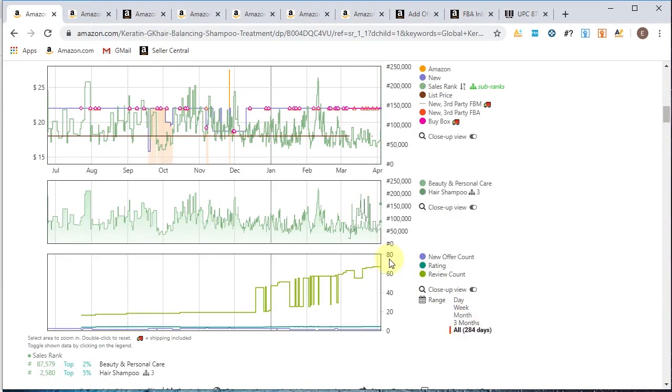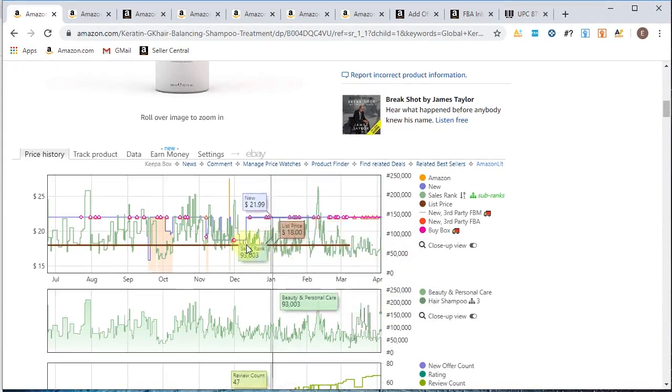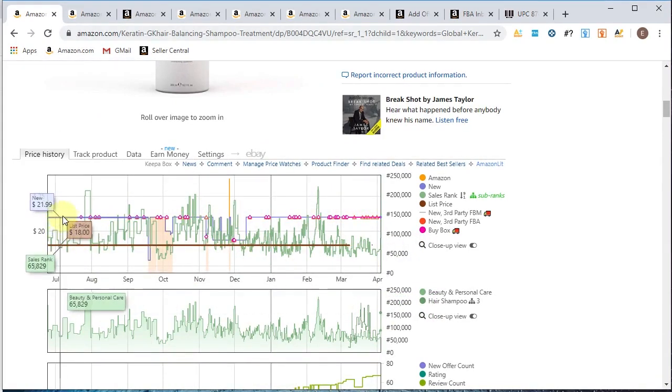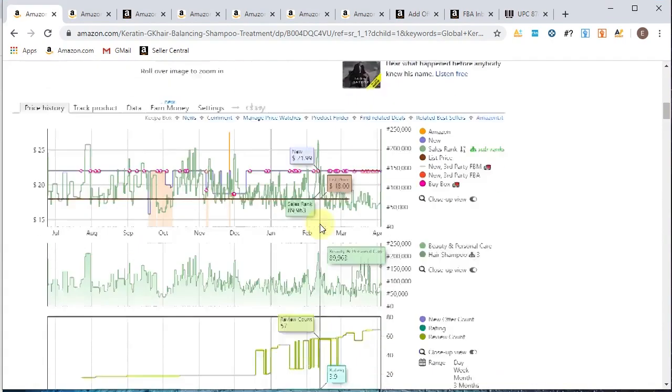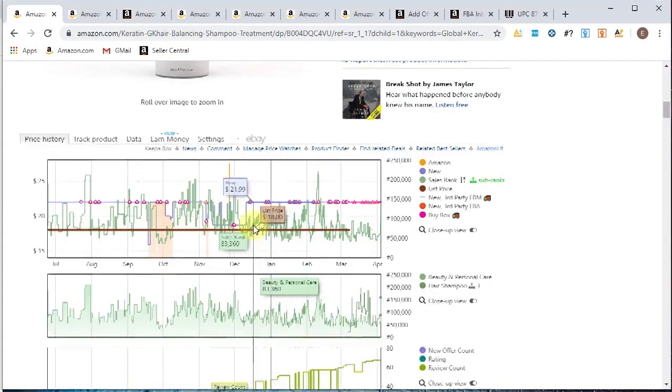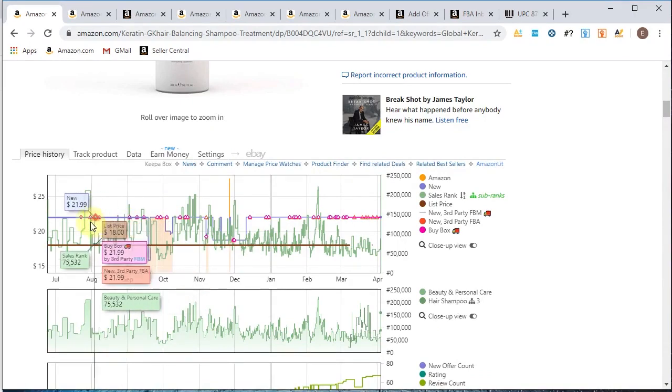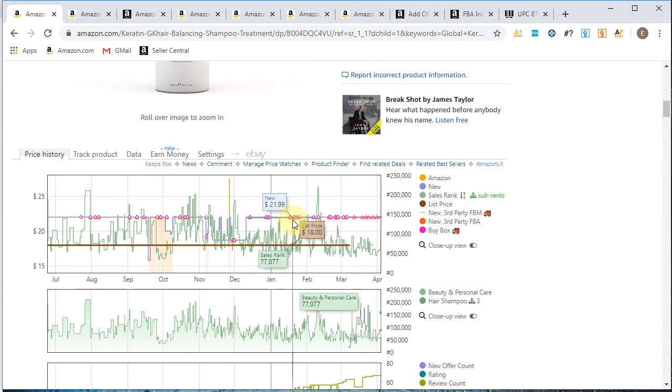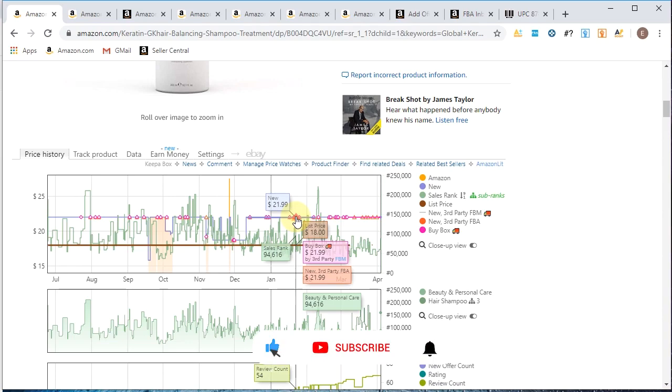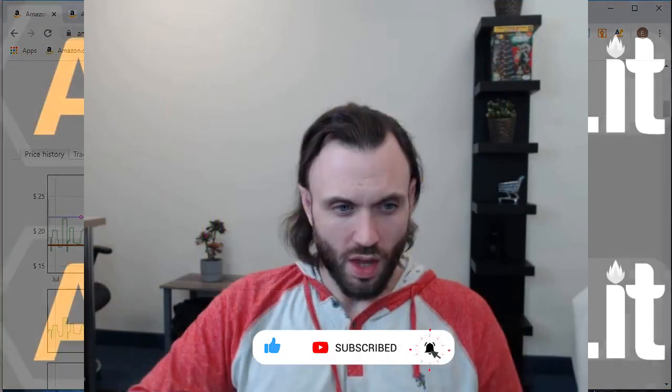And then something else to keep in mind too is super consistent pricing for a very long time. So this one goes all the way back to, how old is this listing? It should say it here, 284 days, so a little less than a year, and it's pretty much been the same price for an entire year. So that's another indication that the brand is consistently selling it, and they probably will attempt to get you kicked off the listing.